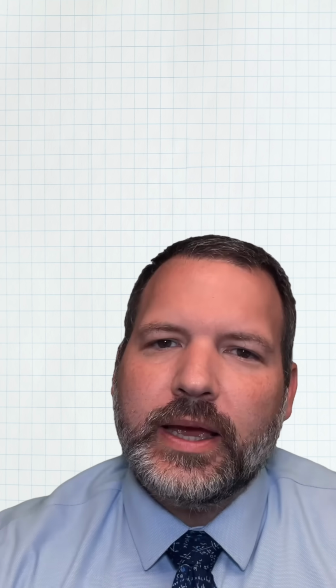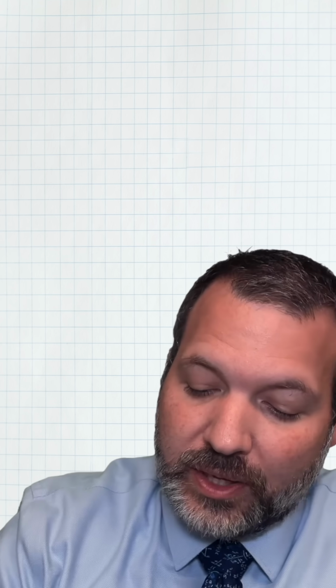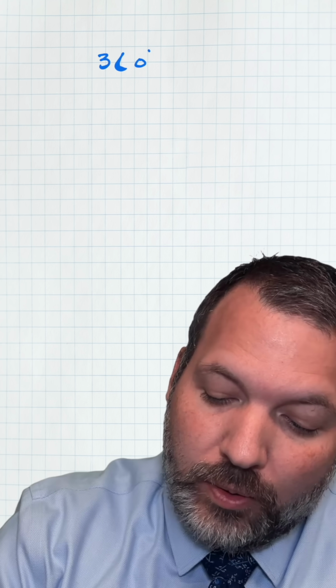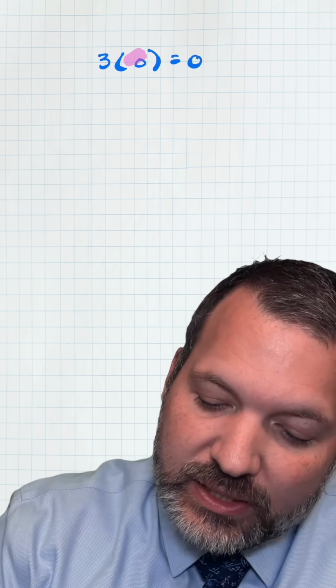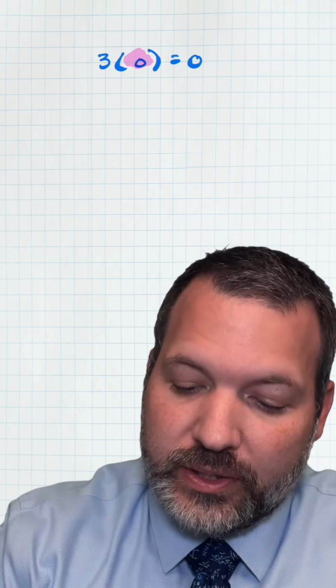Why is it that a negative number times another negative number makes a positive number? Let's start with something simple that we probably all agree on. What is 3 times 0? 0, right? Fair enough.